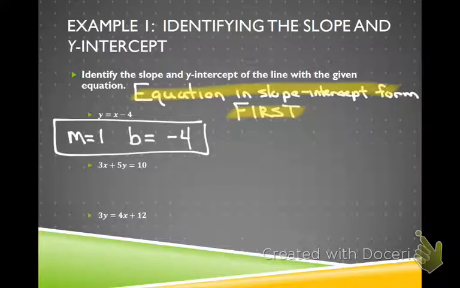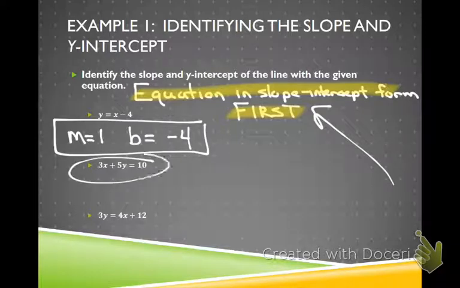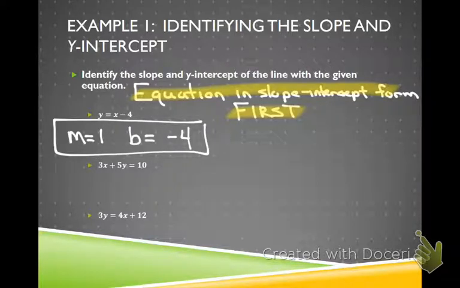All right, what about the second equation? 3x plus 5y equals 10. What's the first question I'm supposed to ask myself? Is it in slope-intercept form? Nope. So you have to put it in slope-intercept form. Go ahead and put 3x plus 5y equals 10 in slope-intercept form. You have to do that first before you can say what the slope and y-intercept are.